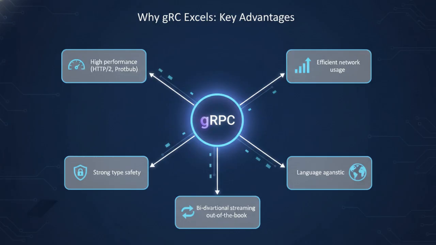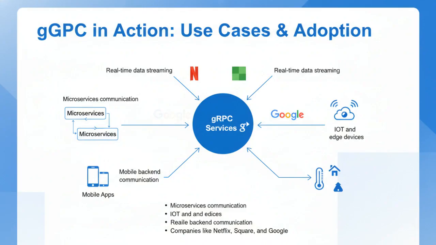Given its powerful features, gRPC has found its home in a variety of demanding applications and is rapidly gaining industry adoption. It's ideally suited for microservices communication, providing a fast and efficient backbone for internal service mesh interactions. For IoT and edge devices, its low bandwidth and high efficiency characteristics are invaluable. Mobile backend communication also benefits immensely, reducing battery consumption and speeding up data transfer for mobile applications.